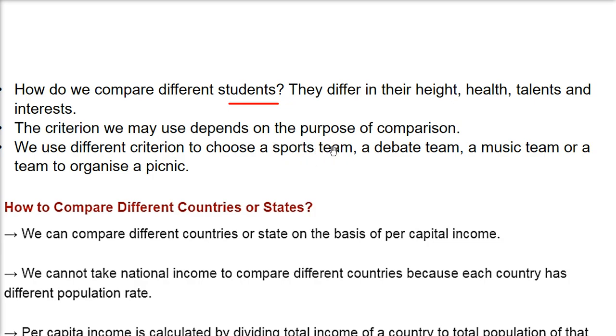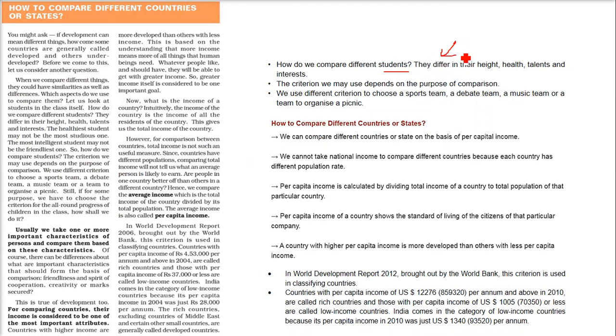So we use different criteria, because if a sports team is made, we'll take those who are good at sports. When we are talking about a debate, the class members who are very good at speaking will be taken here. Music team, the person who has a sense of melody, or who can sing, or can play some instrument, will be taken here. And the organization of a picnic, some people who might be leaders are very good at organizing. So this example I gave you just to show that for a class there are different students and we cannot compare them. We need to have an aspect to compare them.